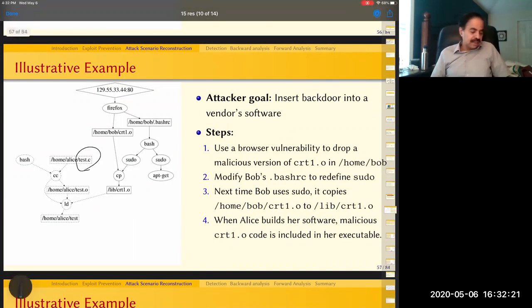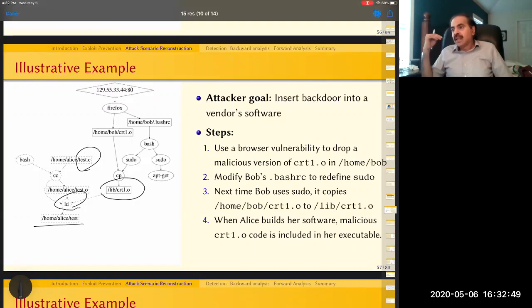Let's just call it test.c. And then the linker produces an executable called /home/alice/test. And one of the things that the loader does is it copies the code from /lib/crt1.o. By the way, that crt1 stands for C runtime.